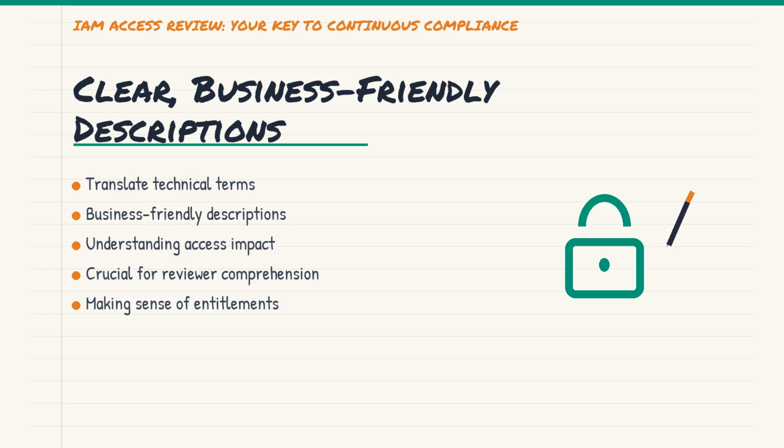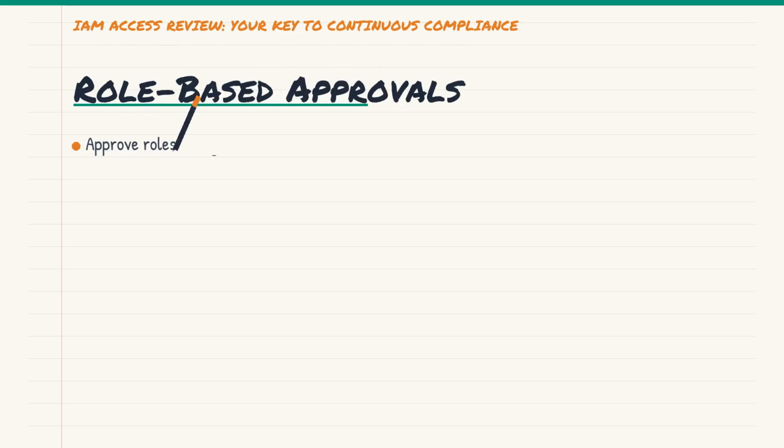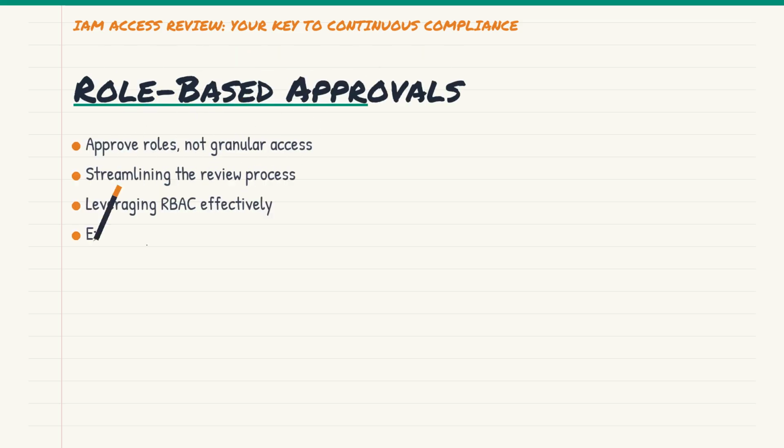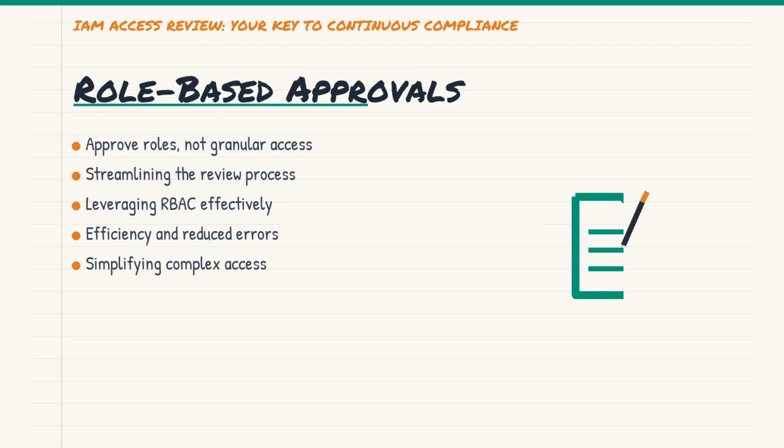Investing time in creating clear, business-friendly descriptions for every entitlement is crucial for ensuring your reviewers actually understand what they're approving or denying. Instead of having reviewers approve dozens of individual, granular entitlements for each user, which can be overwhelming, let's think about approving roles.